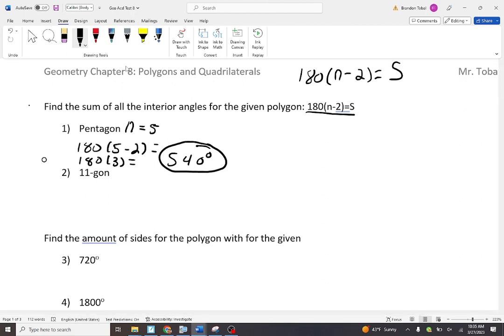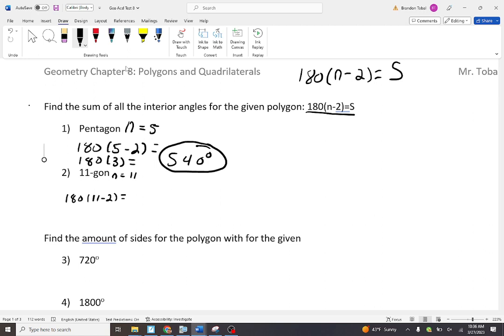Now, for sides bigger than 10, we don't need to know the name. So we just put like 11-gon, 12-gon, 15-gon. Here we have an 11-gon, and you can guess how many sides that has: 11. So n in this case equals 11, which means I'm going to do 180 times (11 minus 2).